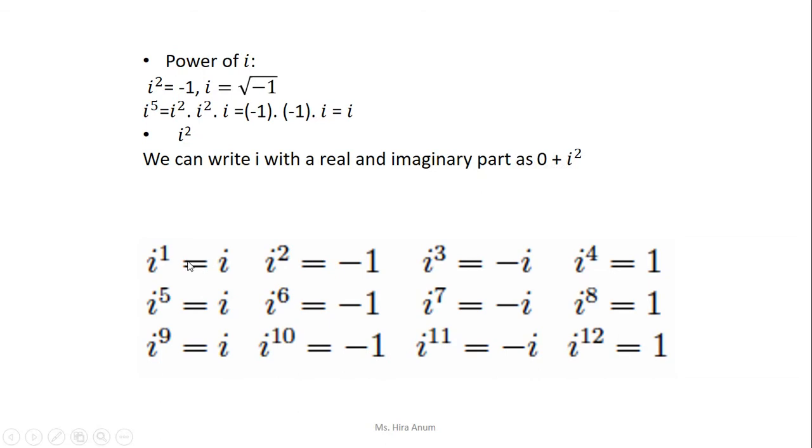Here iota square equals -1. Iota cube is also found with this rule, and it becomes -iota. Iota 4 equals 1, iota 5 equals iota, iota 6 equals -1, and so on. We can find these with the help of iota square.